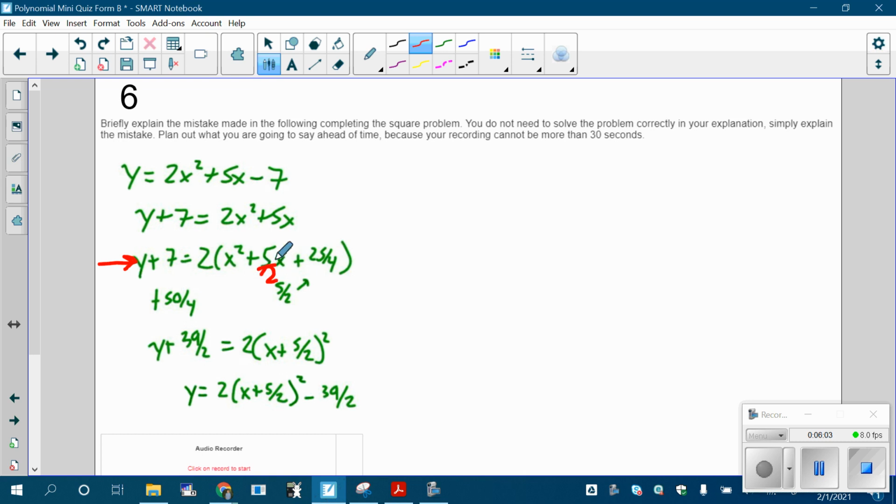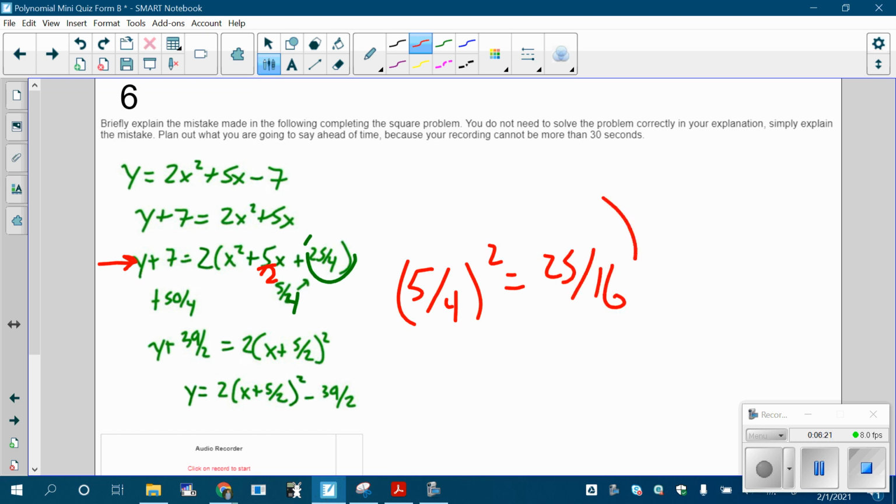So that when we go to find our super secret special number, we do 5 halves divided by 2, which is 5 fourths. And then the new number we're supposed to put there should be 5 fourths squared, which is 25 sixteenths. So the new number we should have put there should have been 25 sixteenths because we forgot to take the 2 out of both the 2x squared and the 5x. When you take a 2 out of 5, you're left with 5 halves.